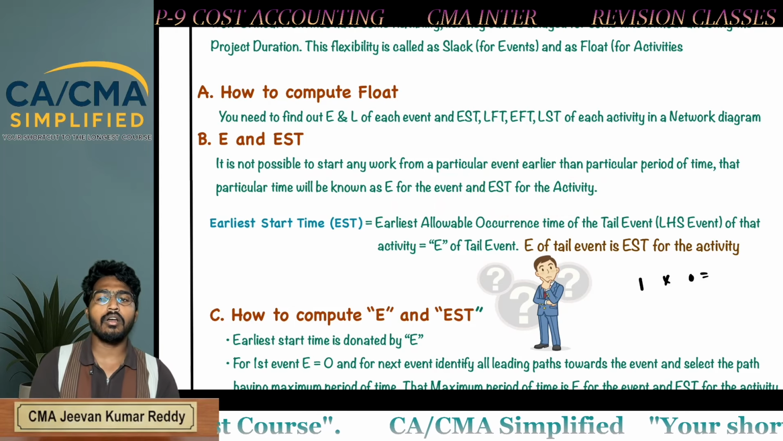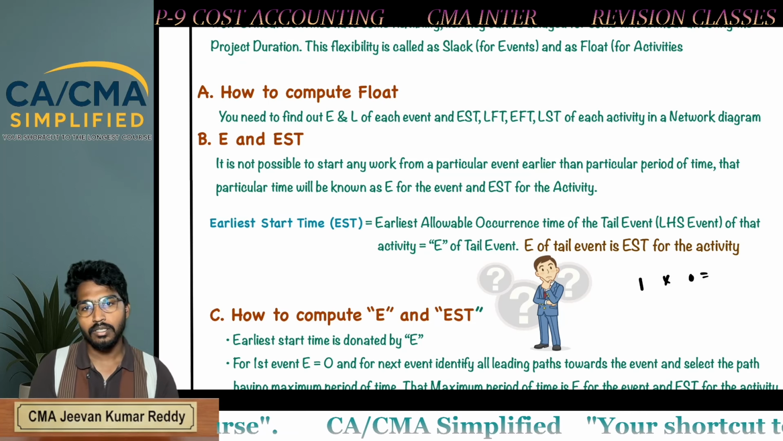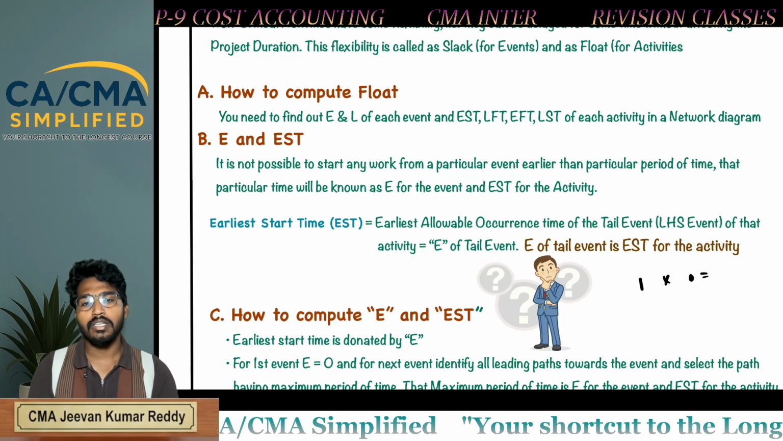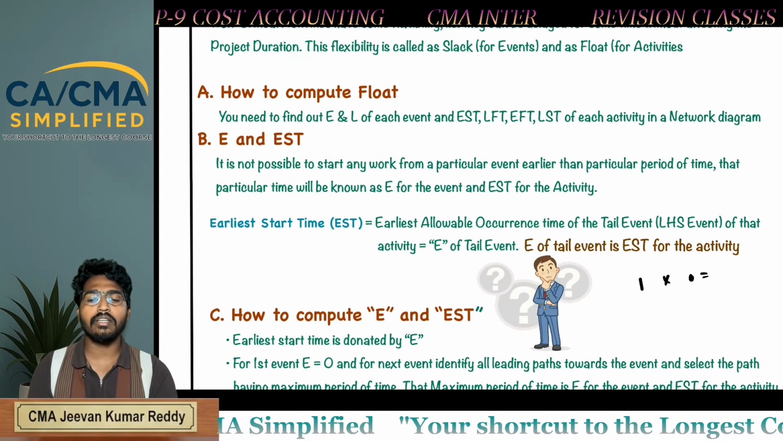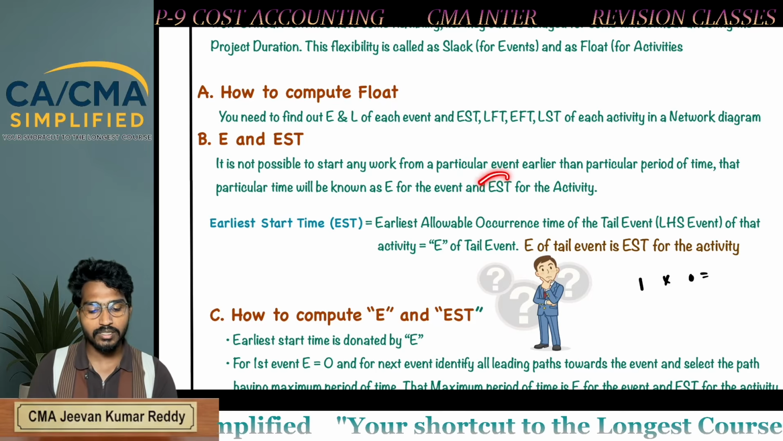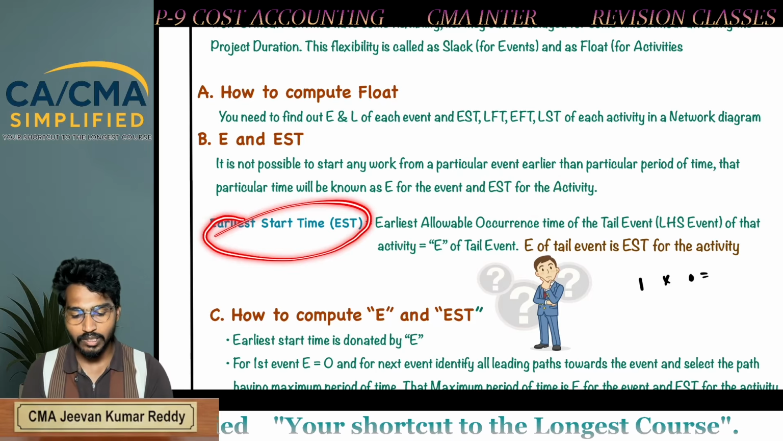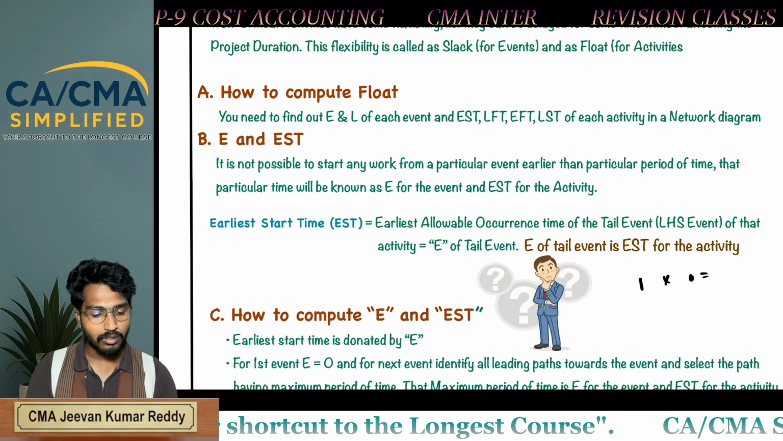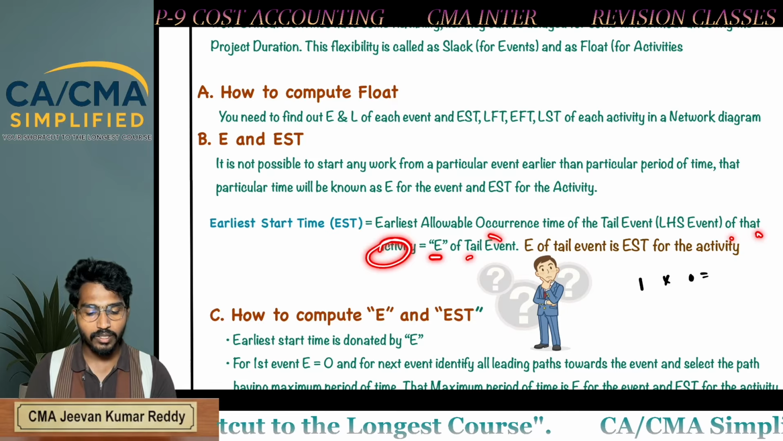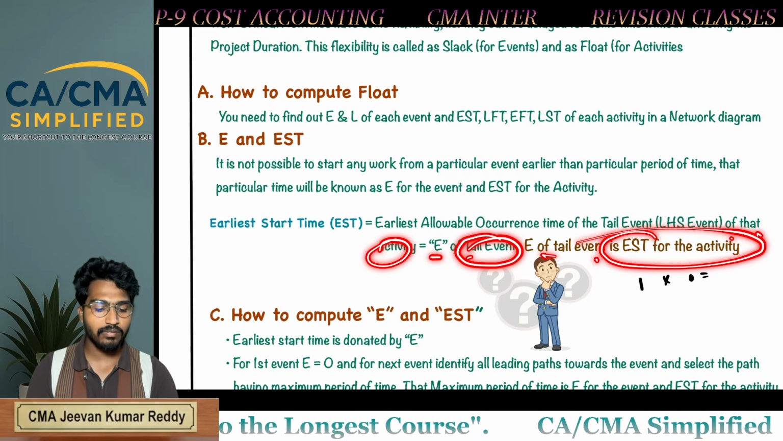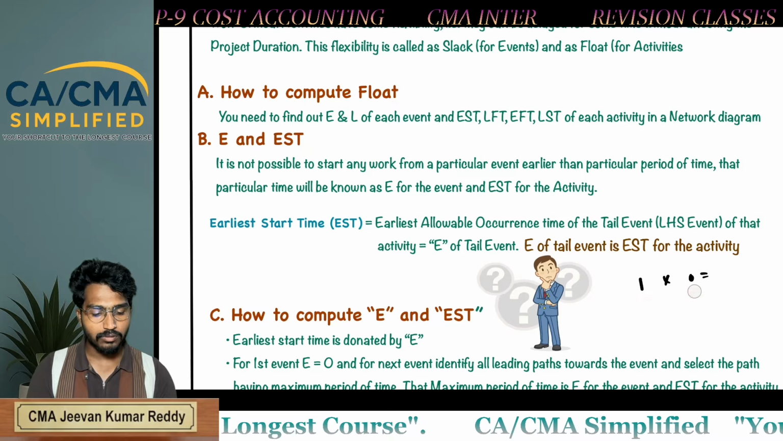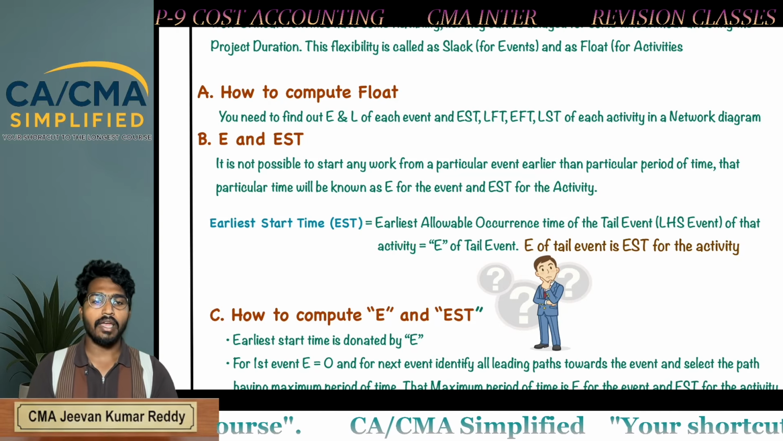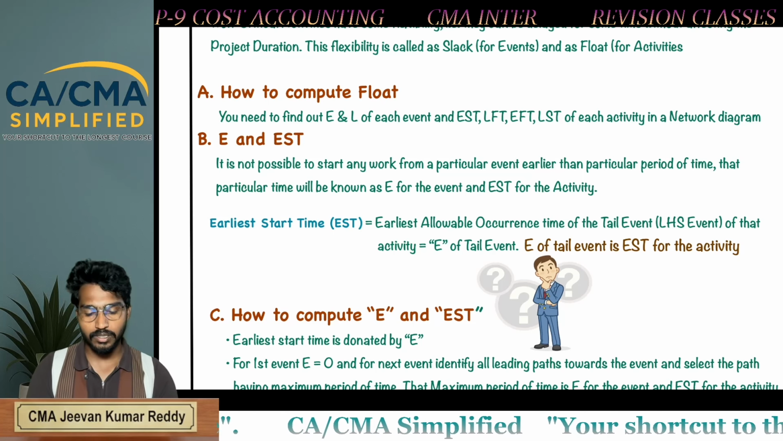It is nothing but how early an activity can be started, which is the earliest start time. E is for the event, and EST is the earliest start time for the activity. So how to calculate earliest start time? The earliest allowable occurrence time of the tail event of that activity is equal to E of the tail event. E of the tail event is the EST for the activity. So first you need to calculate E, then you can get EST for the activity. While doing the problem, I will explain it clearly.